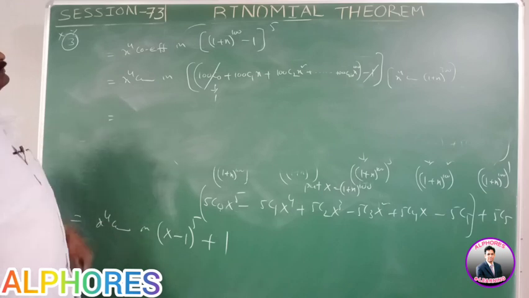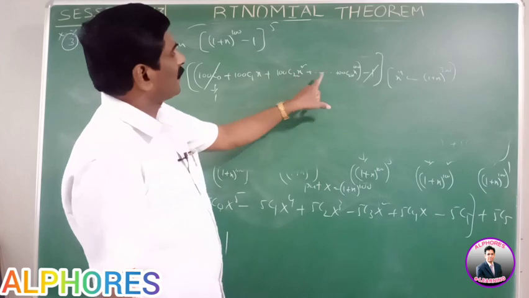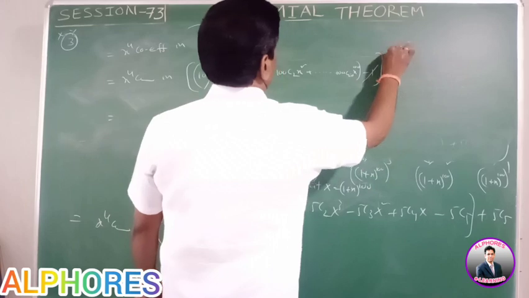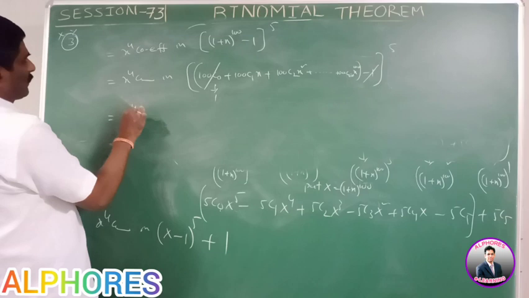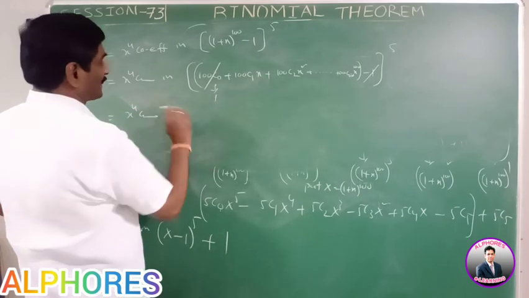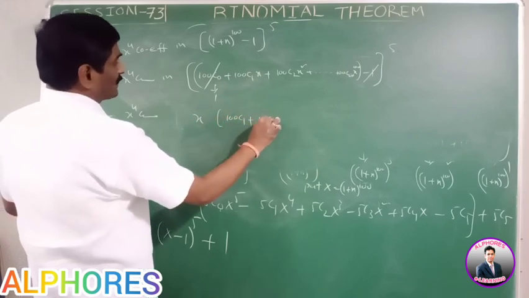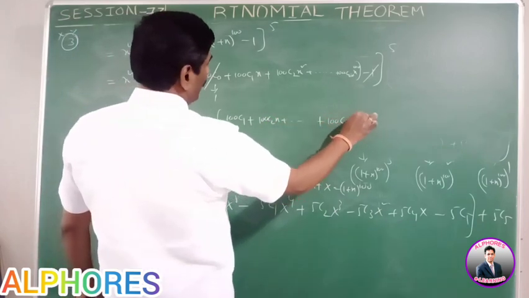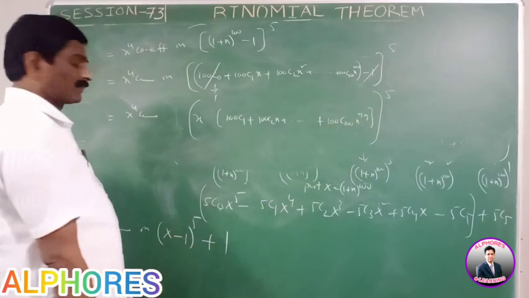That is equal to, after expansion, it can be reduced into 100c1 into x plus 100c2 into x square plus so on, whole power 5. That is equal to the x power 4 coefficient in, here what is the common term? X is the common term. x into (100c1 plus 100c2 into x plus so on 100c100 into x power 99) whole power 5.